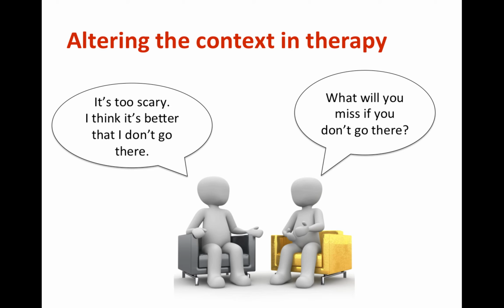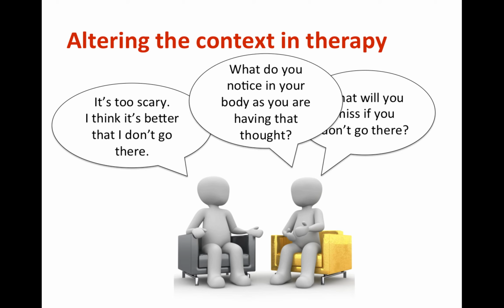If we continue with our clinical example, we could explore different ways the therapist might alter the context to transform the function of not going there. As we said earlier, he might ask, "What will you miss if you don't go there?" which brings the consequence of not going there into the symbolic context, perhaps in terms of values.